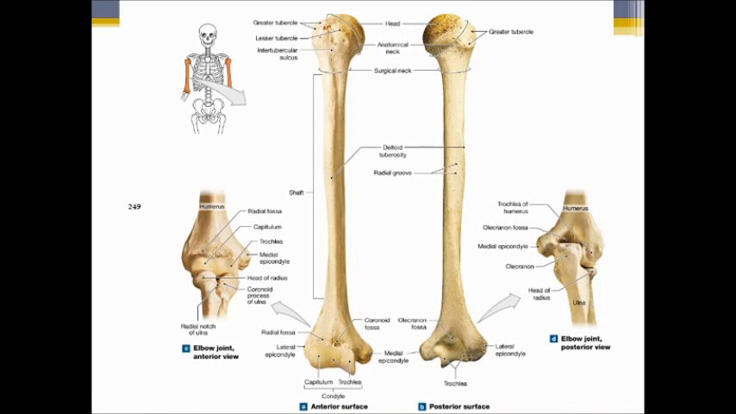If you flip the humerus over, you can see the olecranon fossa, which is a deep groove in there. That's where the olecranon of the ulna will sit. We also have a smaller depression on the anterior surface known as the coronoid fossa, and the radial fossa on the lateral side.